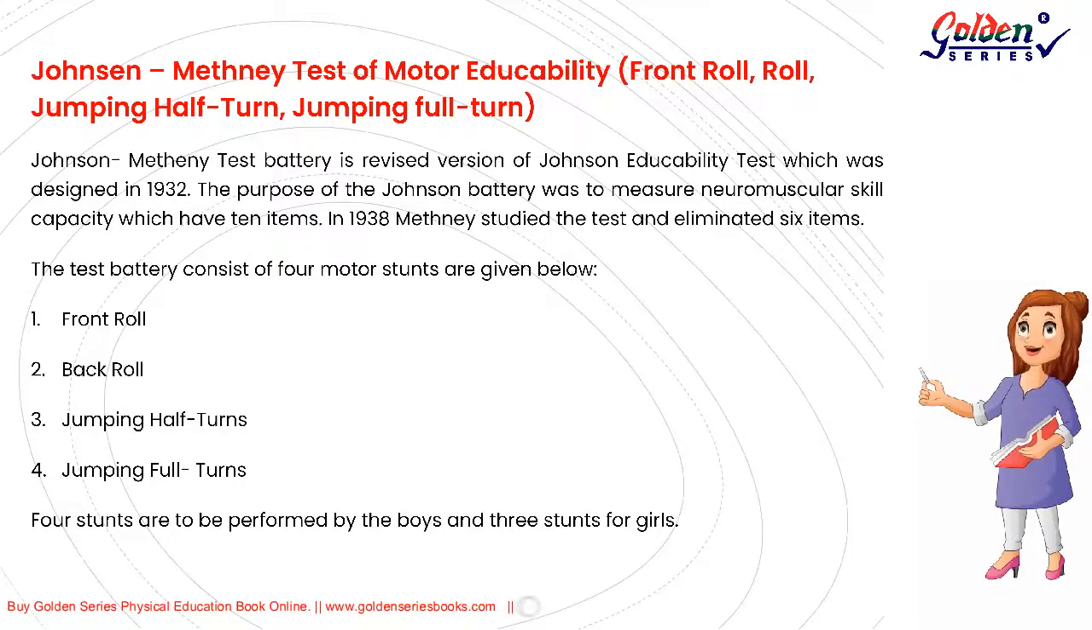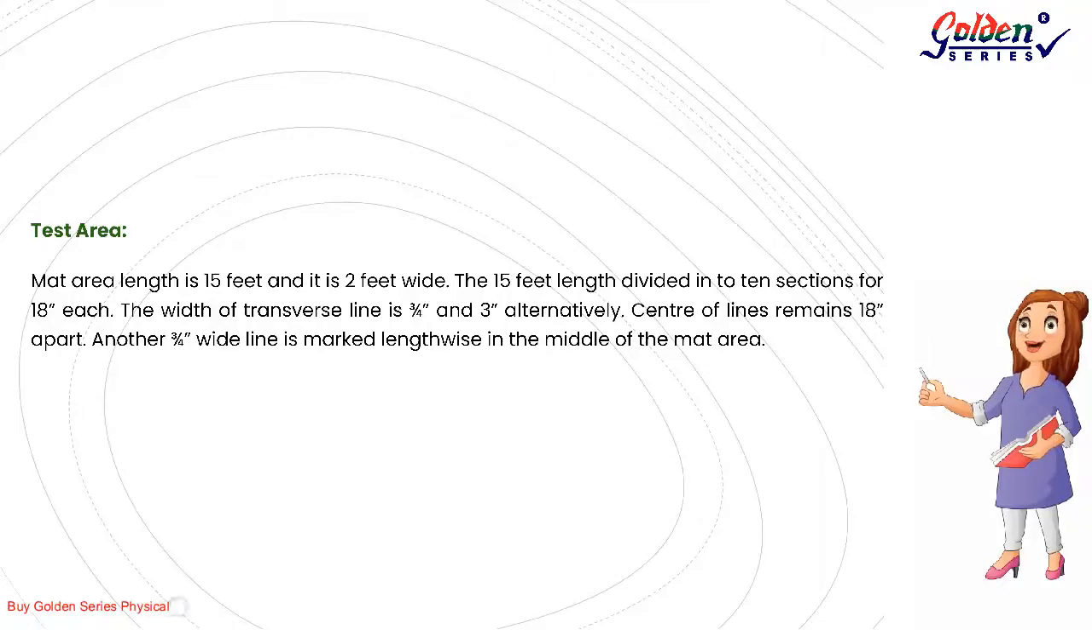1. Front roll. 2. Back roll. 3. Jumping half turns. And 4. Jumping full turns. 4 stunts are to be performed by the boys and 3 stunts by the girls. Test area: the mat area length is 15 feet and it is 2 feet wide. The 15 feet length is divided into 10 sections of 18 inches each. The width of the transverse lines is 3/4 inch and 3 inches alternatively. The centers of the lines remain 18 inches apart. Another 3/4 inch wide line is marked lengthwise in the middle of the mat area.